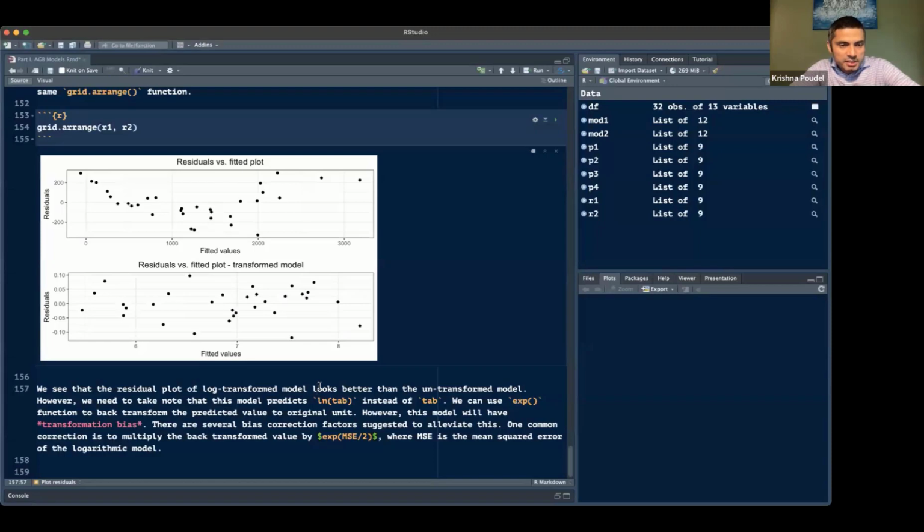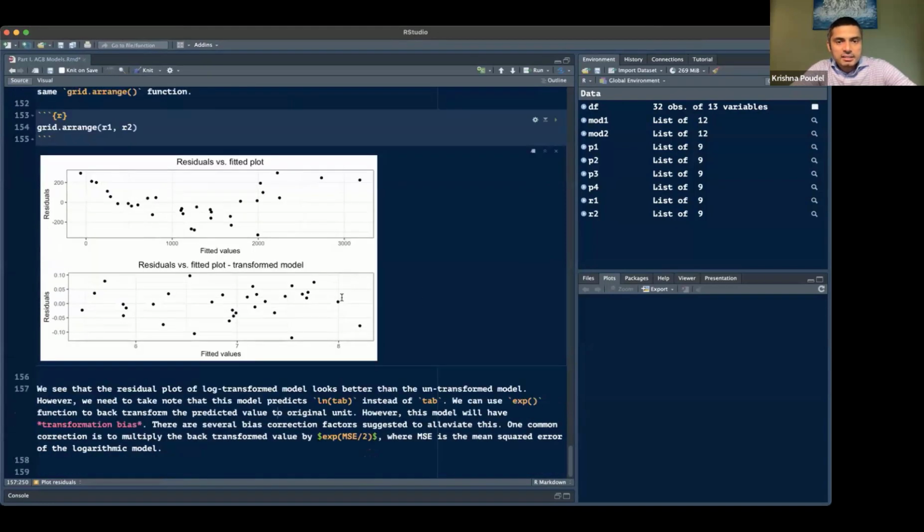But when we do log transformation, our predicted values are in log scale. And when we transform back into original scale, there will be some log transformation bias, and there are several bias correction factors people have suggested. One common one is calculating exp of MSE over 2, and then multiplying the predicted value by this value. We'll not go into too much detail on that, but if you read my paper, you'll see how we applied that.